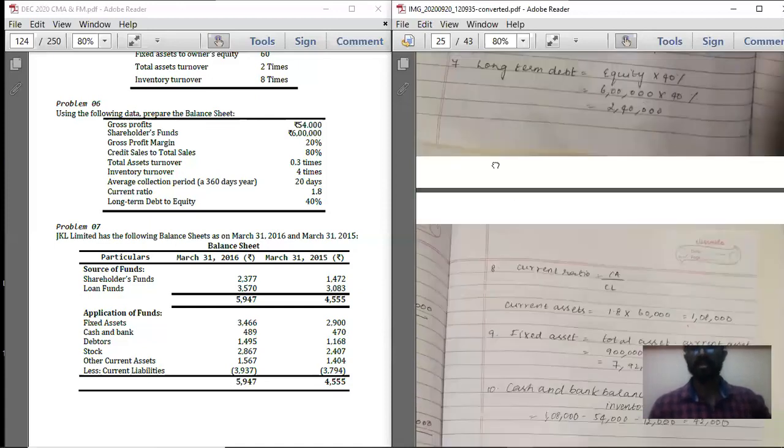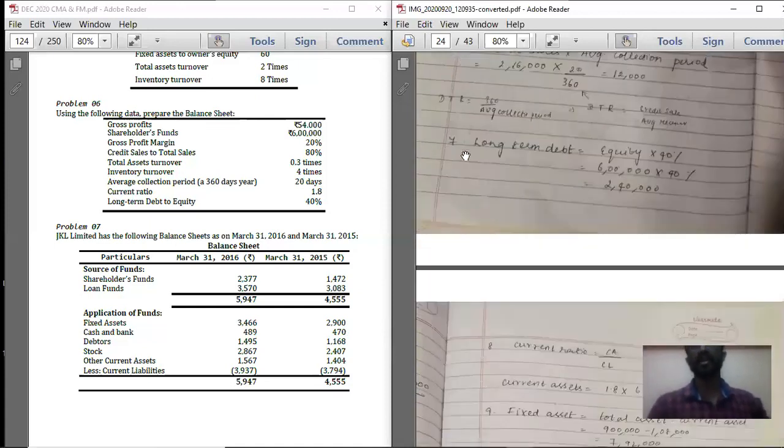And next, point number 7, which we have already finished in the balance sheet, that is how to calculate long-term debt. They have given long-term debt is 40% of equity. So long-term debt is equal to equity into 40%. How much is the equity? 6 lakh into 40% is equal to 2,40,000. So that is long-term debt.